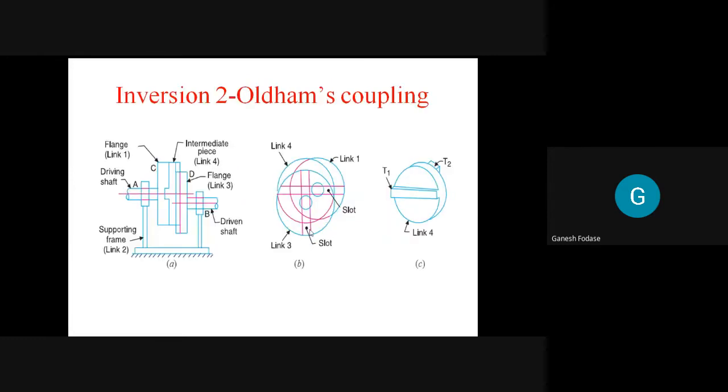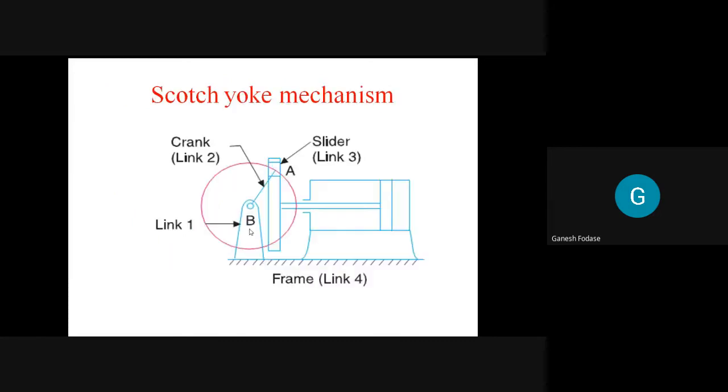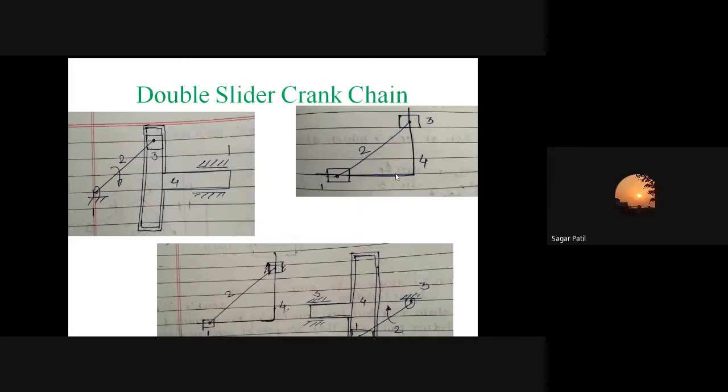Now this is an important one. Second inversion. So if you see in this diagram again, go through this diagram and assume that if link number 2 is fixed, which one is link number 2? Tell me, which kind of pair does it form with the other?